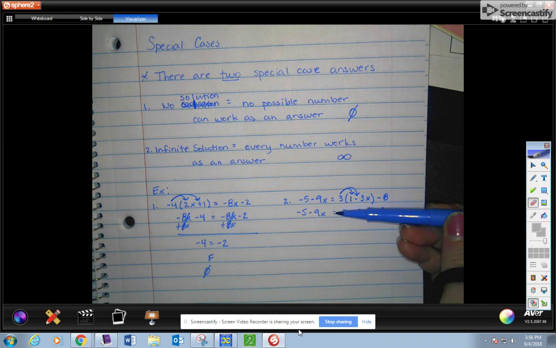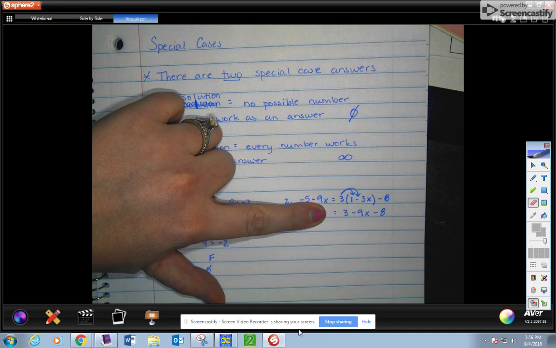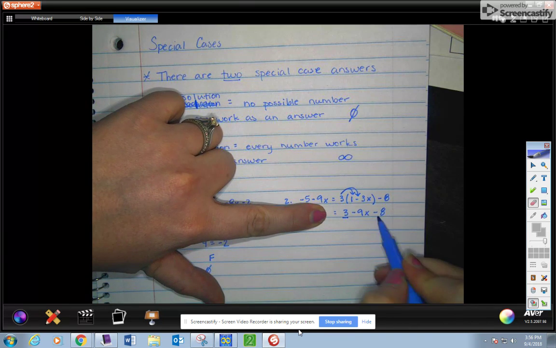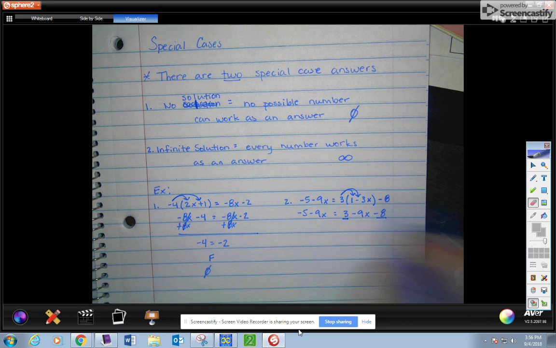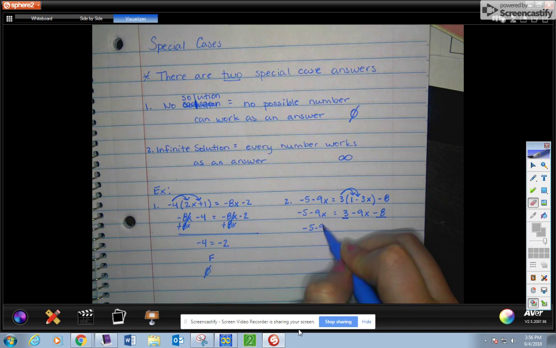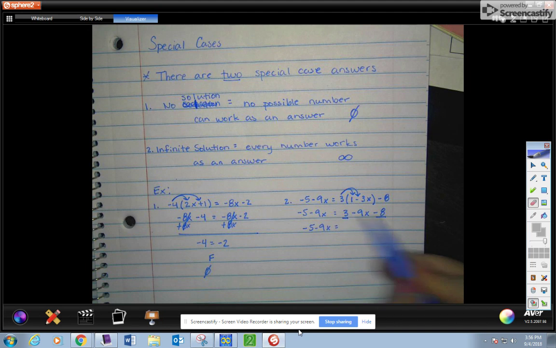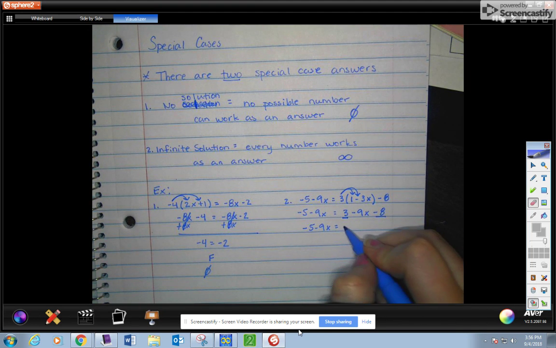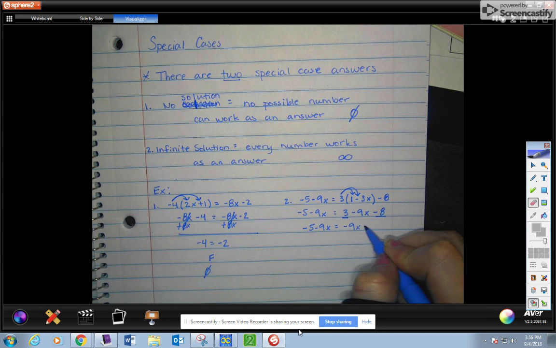I'm going to look at the left side, and nothing combines. So I'm going to look at the right side, and this time I have a 3 and a -8 that combine. I'm going to go ahead and bring down my left side because nothing combined. 3 and -8 combine together to give you -5. I'm going to write my x first, and then I have that -5.